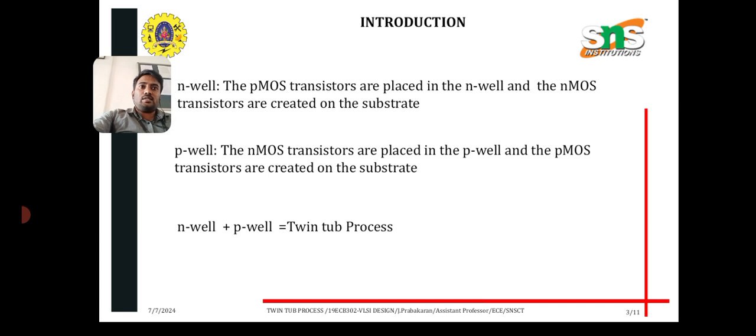Twin tub process is a method used in CMOS technology to fabricate both NMOS and PMOS transistors on the same chip. The process involves the creation of separate N-type and P-type regions known as tubs or wells within a single silicon substrate. The twin tub process provides better control over the electrical characteristics of both types of transistors, allowing for optimized performance of CMOS devices.